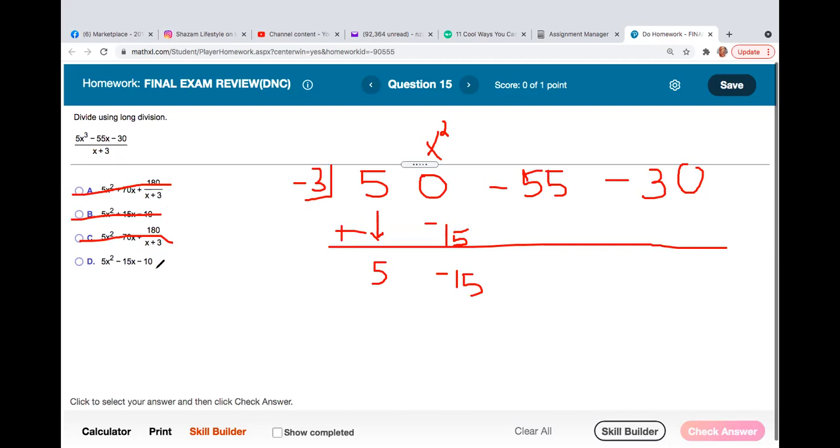But if you want to make sure it's verified, go ahead and keep working on it. -15 times -3, that's going to give you 45. And then 45 and -55 adds up to a -10. And -10 times -3 is +30. So when you add them up together, look at that right here, guys. There's no remainder. The remainder is 0. So you don't even have to complete the problem all the way in order to come up with the answer.